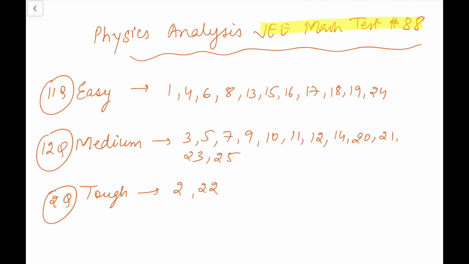Today I've just solved this JEE Main Test 88 and here is the physics analysis. This is perhaps a paper much easier than the actual JEE Main level. Only 2 are tough, and those 2 might not seem tough to you. 11 were easy, 12 were medium.